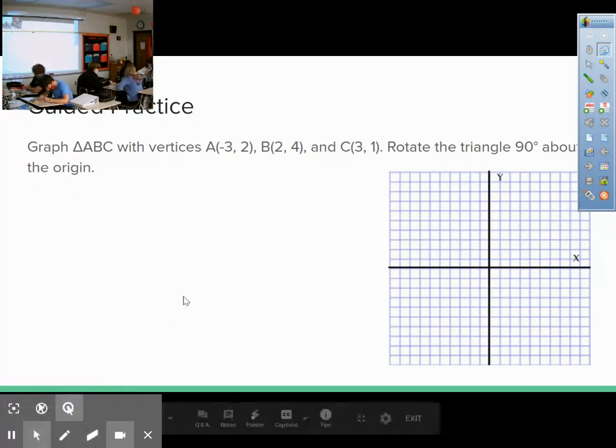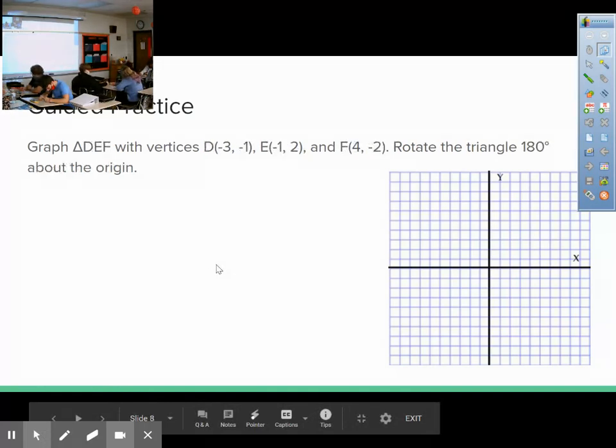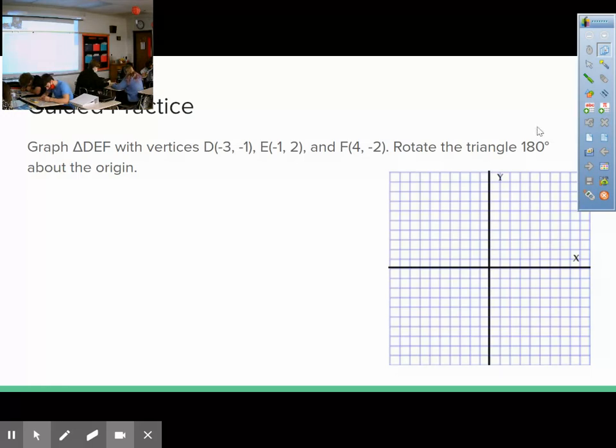All right, here's the next one you're going to do with your partner. It says graph triangle DEF with vertices D (-3, -1), E (-1, 2), and F (4, -2), and rotate the triangle 180 degrees about the origin. So that one you need to fill in the 180 degrees up there.